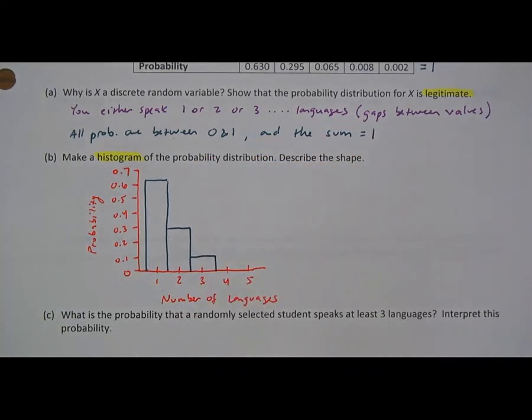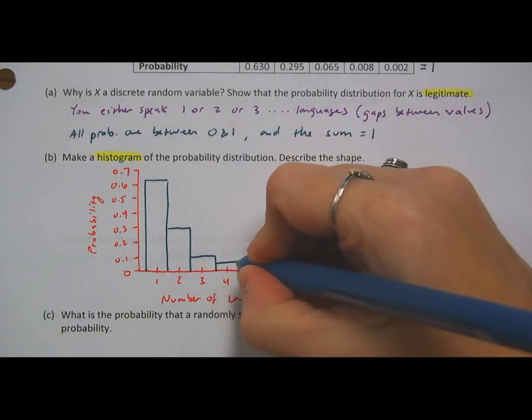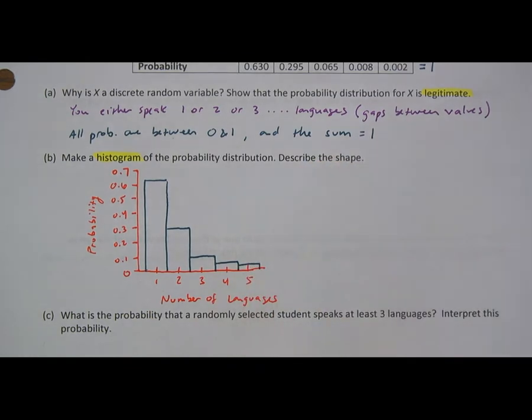And then it just gets smaller from there. 0.008. 0.002. So the probability gets smaller and smaller that a student speaks more and more languages. It says to describe the shape.